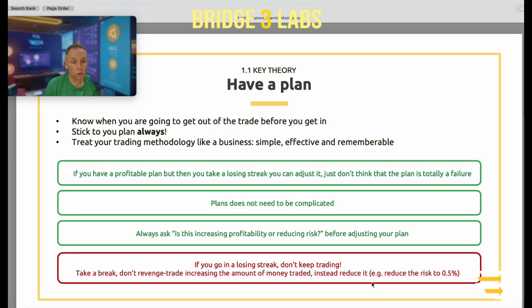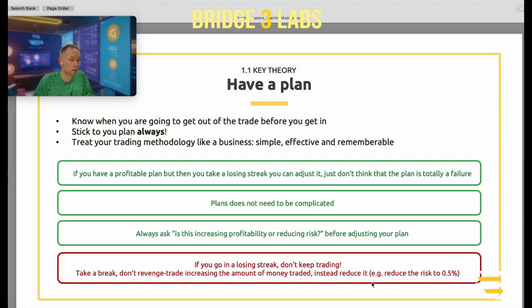Have a plan. Know you're going to get out of the trade before you get in it. Stick to your plan always. Treat your trading methodology like a business. Simple, effective, rememberable. If you have a profitable plan, but then you take a losing streak, you can adjust it. Just don't think that plan is totally a failure. Plans do not need to be complicated.